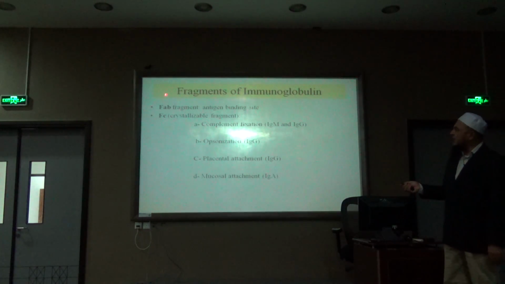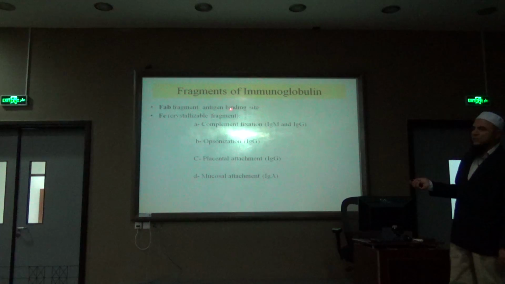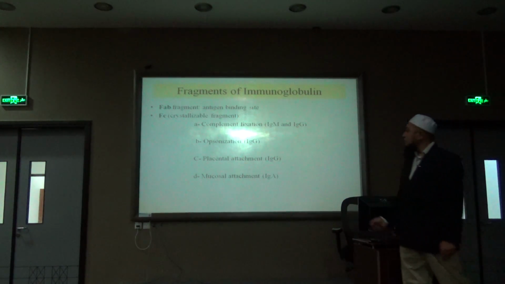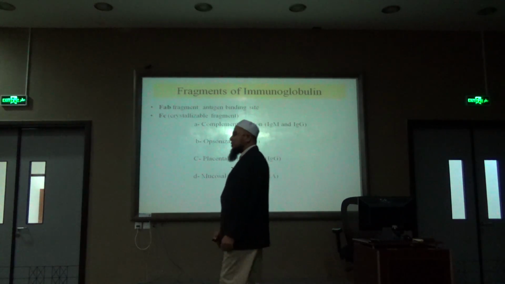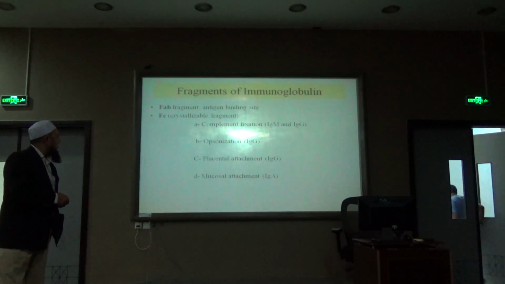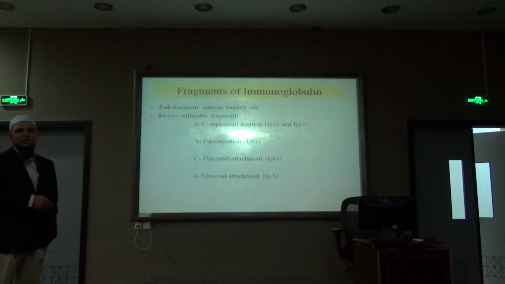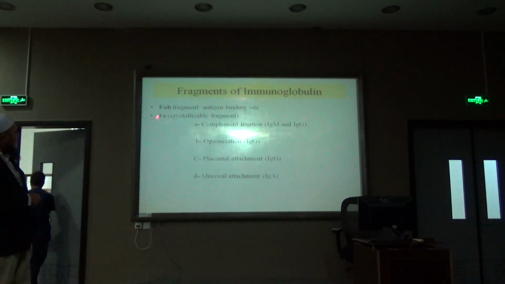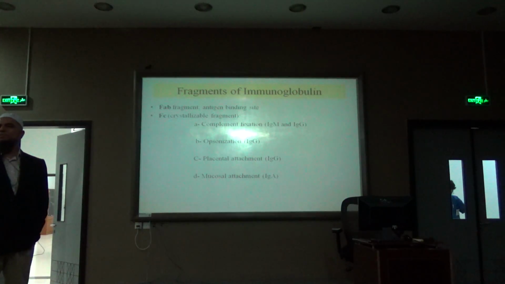Now, the FAB fragment is the antigen binding site, and FC, which is the crystallizable fragment, is for complement fixation. It also does opsonization. It can attach with the placenta and it can cause mucosal attachment. So complement activation, IgM and IgG. Opsonization, immunoglobulin G. Placental attachment, immunoglobulin G. And mucosal attachment, immunoglobulin A. All these are done by this FC region.